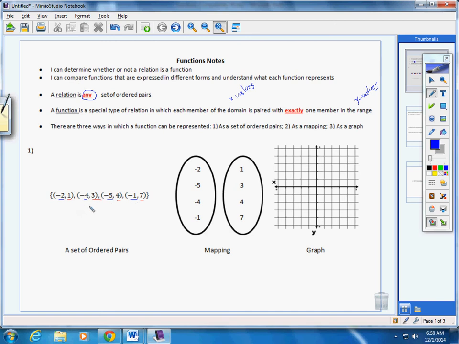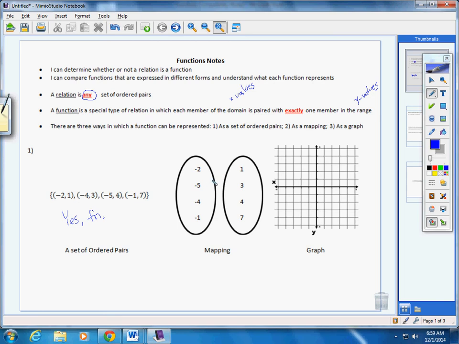If by chance you had a 5th ordered pair and it said, I don't know, like negative 4, 6, well, guess what? Negative 4 is one of my domain values, and you see it in 2 spots, and it's paired with different y values, different range values. So if this was our relation, you would say, no, this is not a function. However, since your relation is what I gave you, you would say, yes, this is a function.